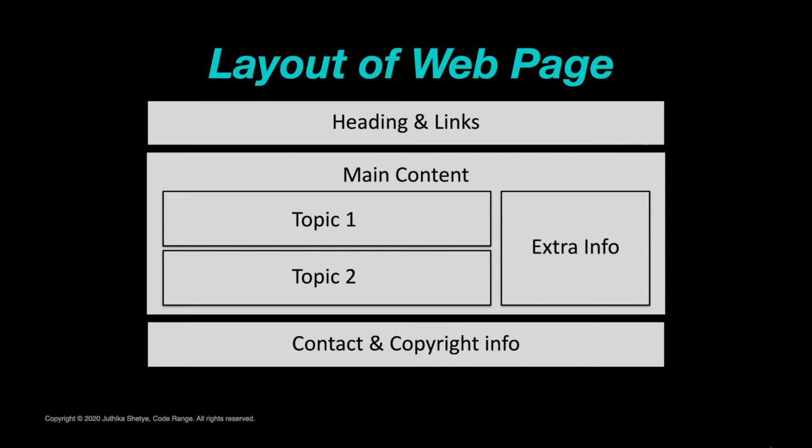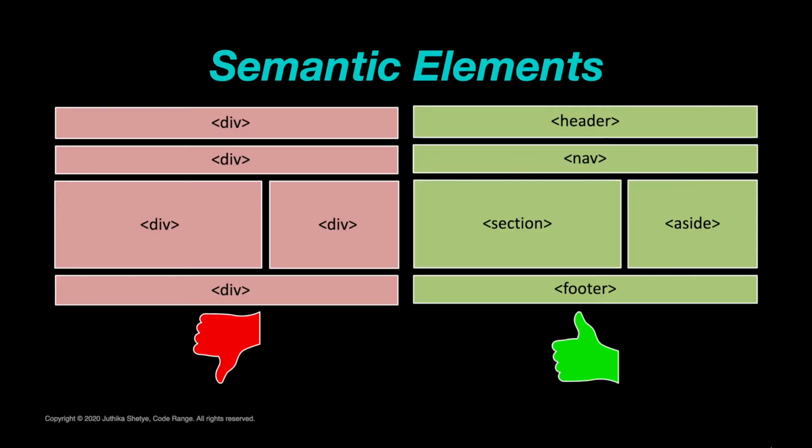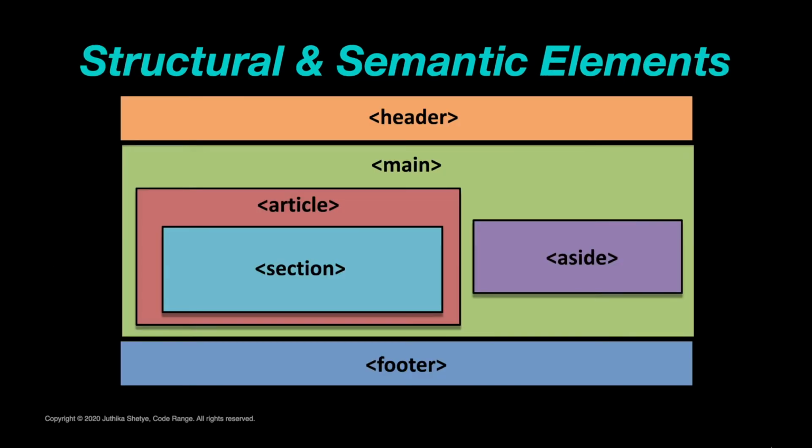You may recall I mentioned in my previous videos that we should try to use the most meaningful tags for our content and try to avoid the very generic div tag for every part of our page. So in HTML5, there are 6 major elements that can be used to make up the overall structure of the page in the body. They are the header, main, article, section, aside, and footer elements.